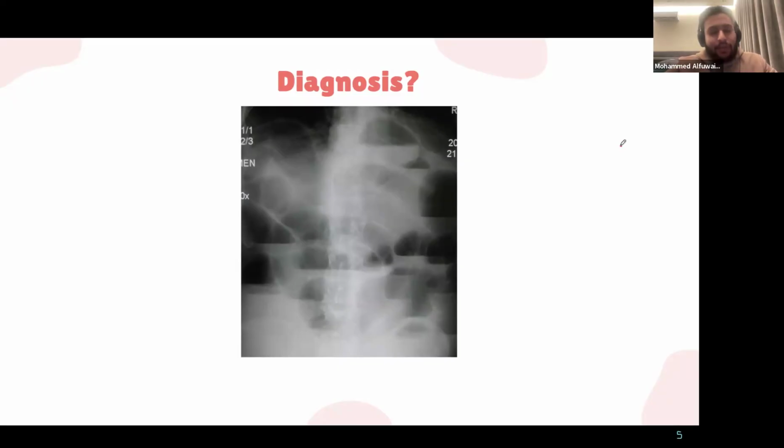Air fluid levels. Excellent. Good. This is the air fluid levels. This is the air, this is the fluid. Okay, this is the bowel. Down. This is obstruction. Where? Is it large bowel or small bowel obstruction?